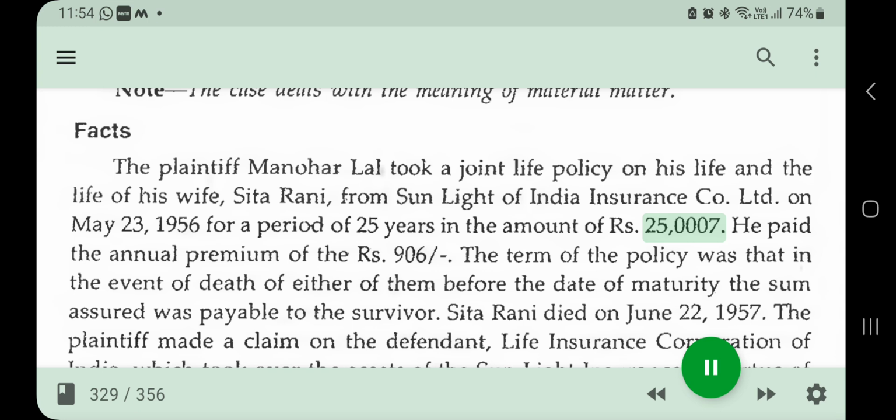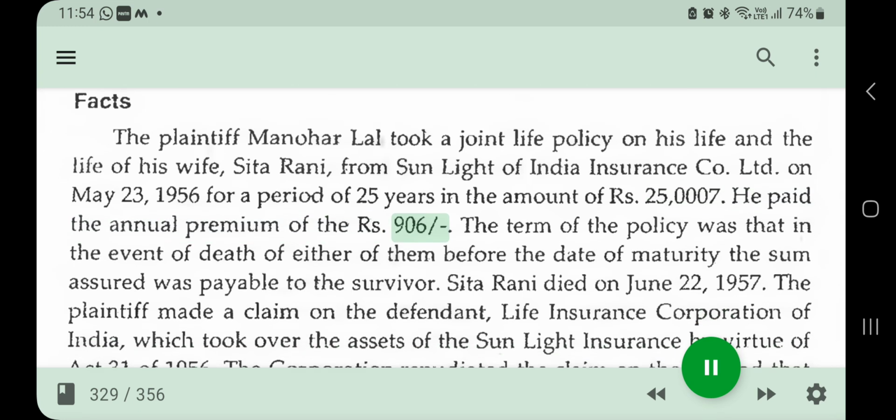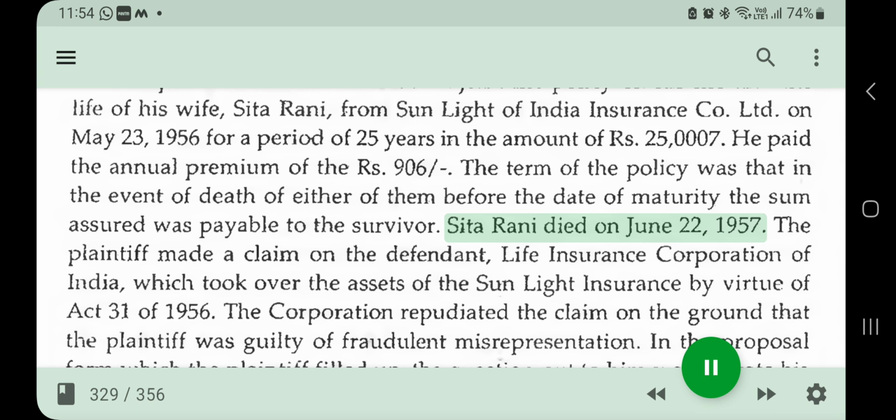25,007. He paid the annual premium of Rs. 906. The term of the policy was that in the event of death of either of them before the date of maturity, the sum assured was payable to the survivor. Sita Rani died on June 22, 1957.